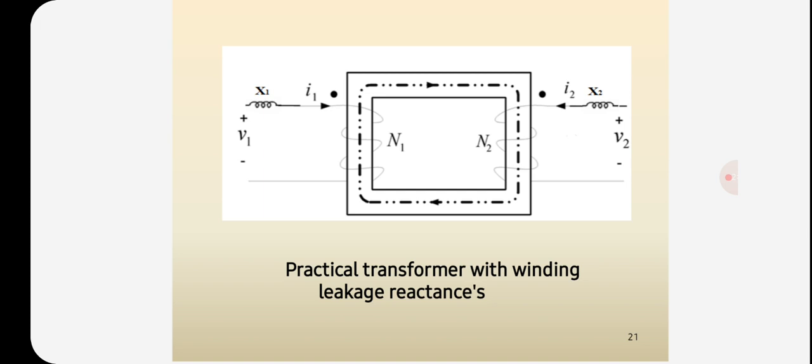The leakage reactances of the primary and secondary windings are X1 and X2 respectively. The leakage fluxes induce self-induced EMFs in their windings which oppose the flow of current in their respective windings. Therefore, the primary reactance can be obtained by dividing the self-induced EMF by the primary current, and the secondary reactance can be obtained by dividing the self-induced EMF by the secondary current.